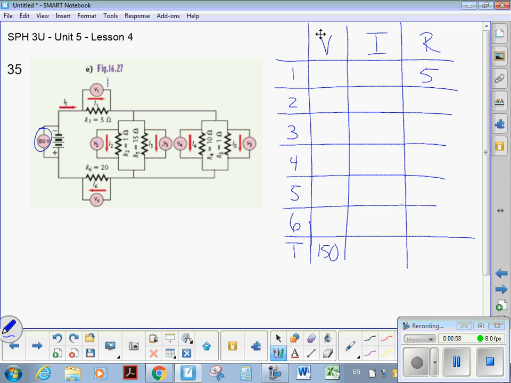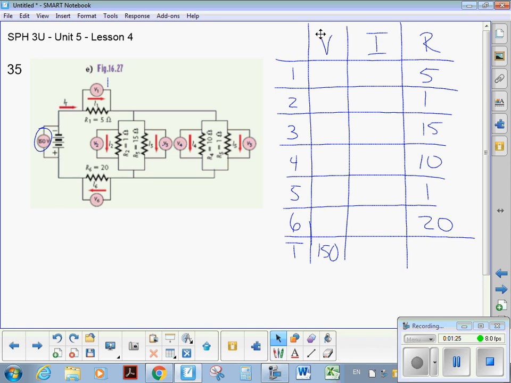Number 2 is 1 ohm. 3 is 15 ohms. 4 is 10 ohms. 5 is 1 ohm. And 6 looks like 20 ohms. I'm looking for any other piece of information, but they don't give us anything. Again, I need 2 things in a row to help me solve the rest of the puzzle here.